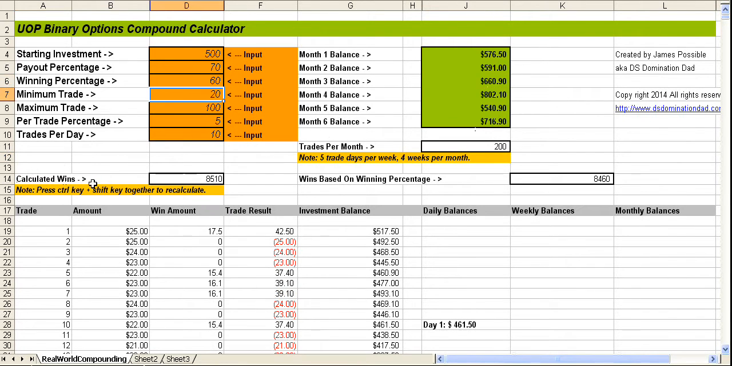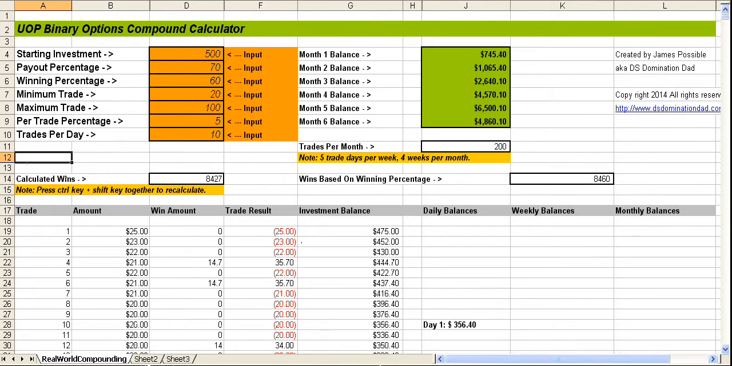At 60%, now you start to see some consistency. Your balances are not so dramatic. 8,460 possible wins at 60%. So we should have, you have 8,510. So the wins are a little bit high. I'm going to do a Shift F9. Let's see if we can get it closer.